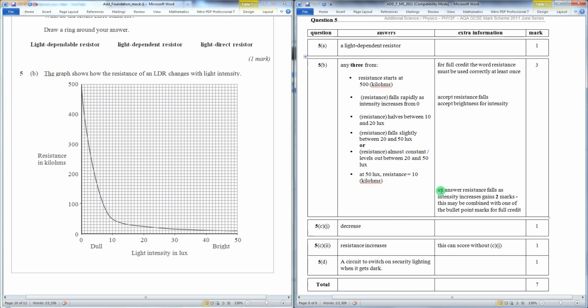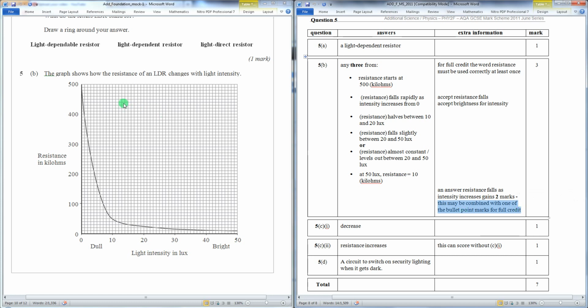Let's start at the bottom. It says an answer that says resistance falls as intensity increases gains 2 marks. So that's describing a very general trend in the graph. It doesn't give us any specific information about the curve. So if you see a 3-mark question for describing a graph, you need to include more detail than that. It does say, though, that this may be combined with one of the bullet point marks for full credit.